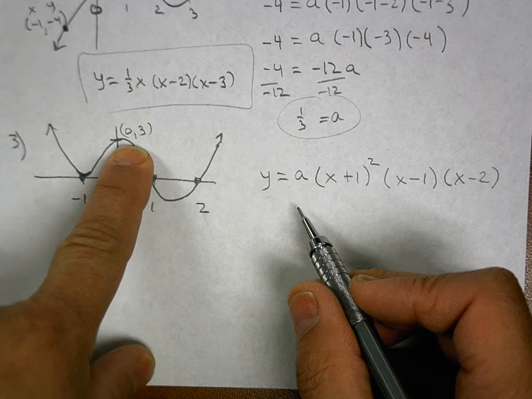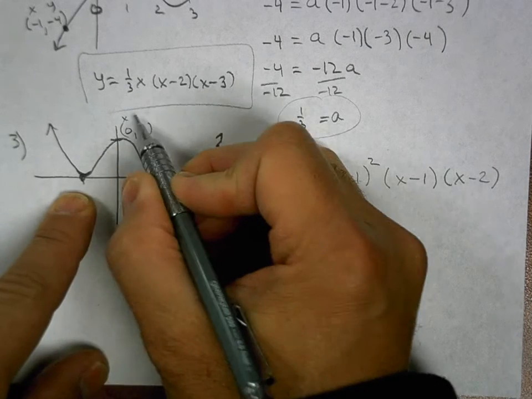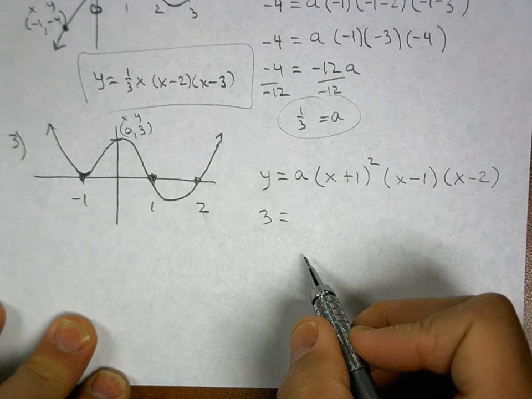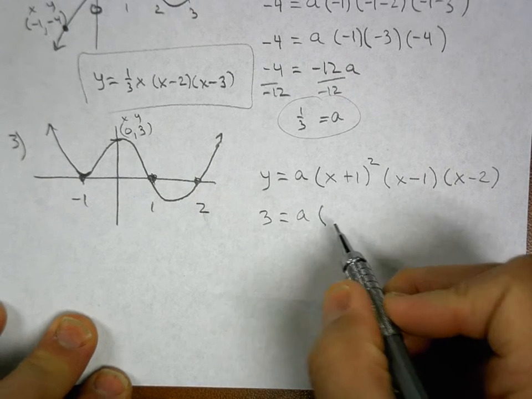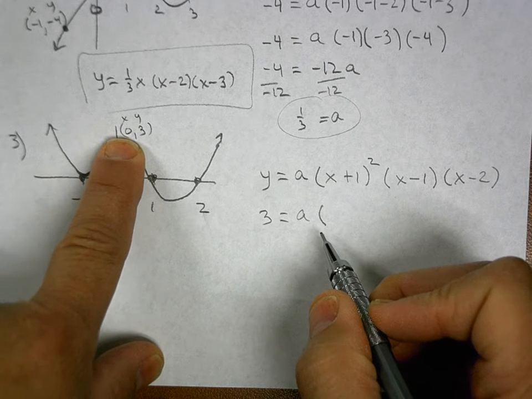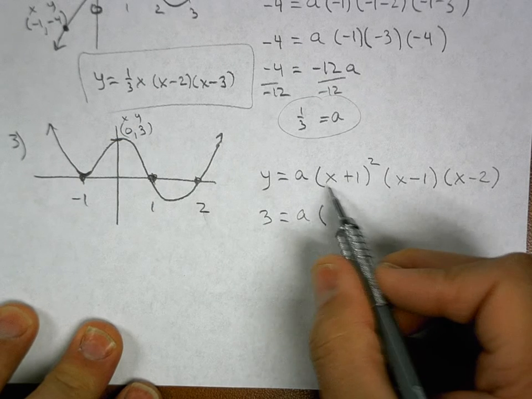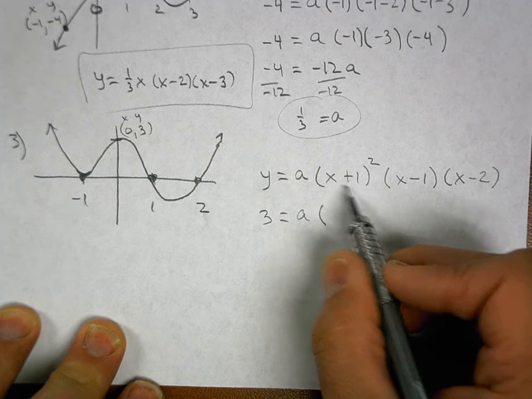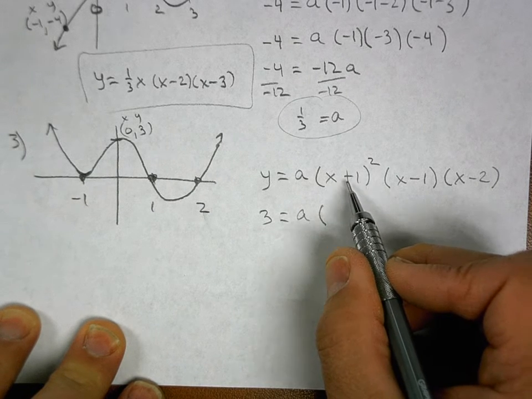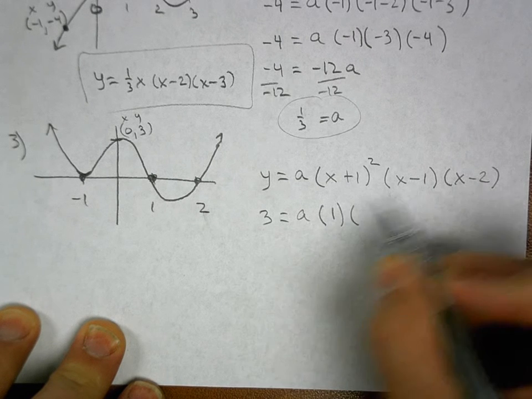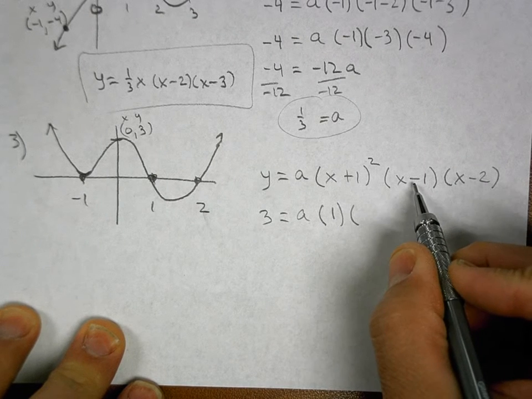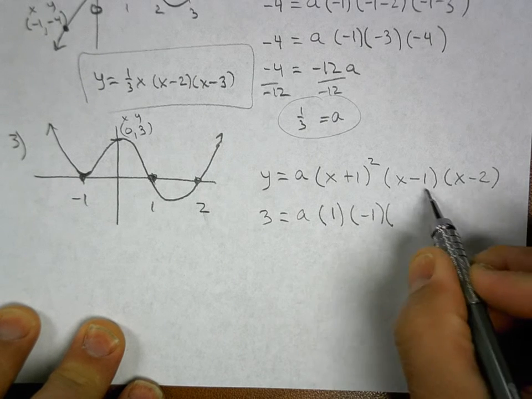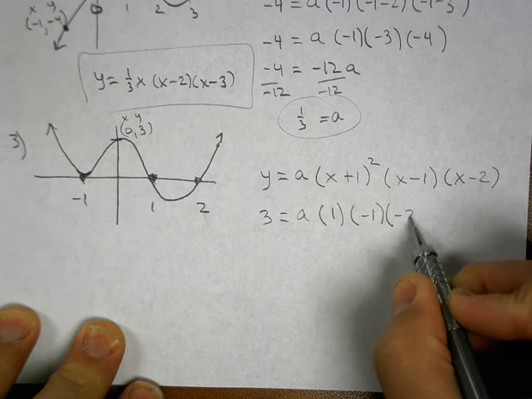Let's plug in this point. All right, so there's your x, there's your y. So 3, which is our y, goes a times, now let's plug in 0 for x. So if x is 0, what's 0 plus 1? And what's 1 squared? So it's just times 1 times what's 0 minus 1? Negative 1 times negative 1, so times negative 2.